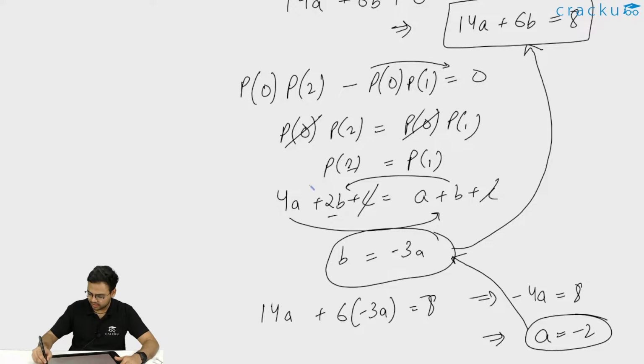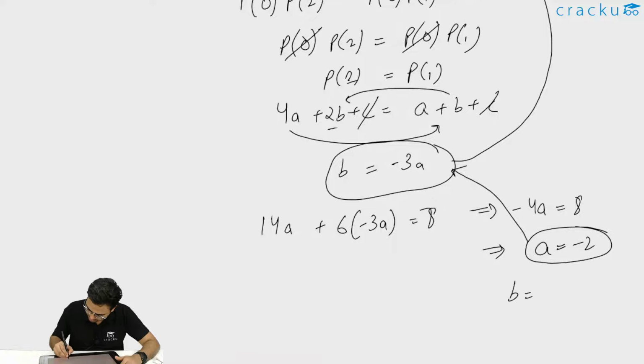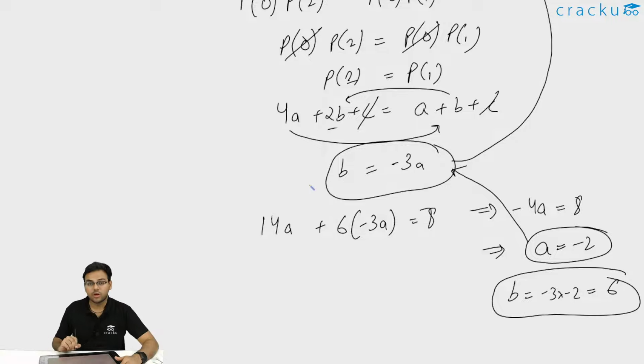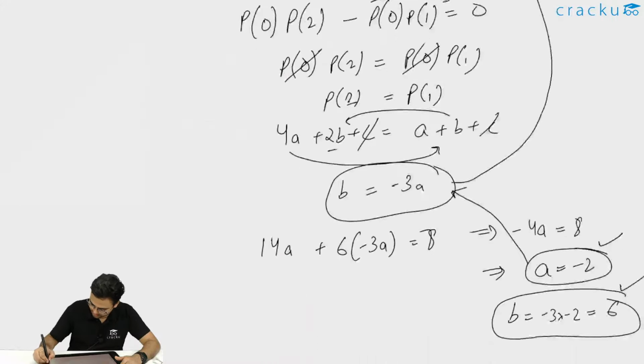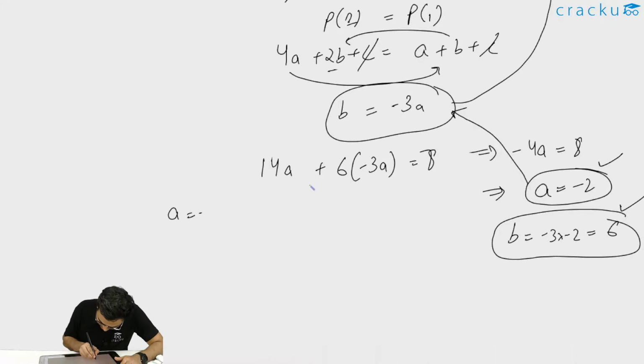b is equal to minus 3a. So what will be b? b is equal to minus 3 into minus 2. So b is equal to 6. So now I have the value of a, I have the value of b, as well as the value of c. So I'll just write them down. a is equal to minus 2, b is 6, and c is 2.